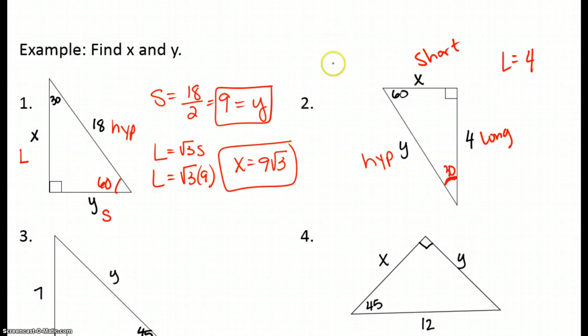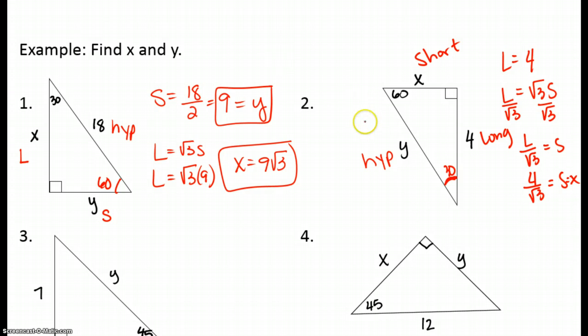Well, in my previous slide I said that L equals root 3 times S. So to go the other way, I need to divide both sides by root 3. And I would say L over root 3 is S. Well, I know what L is, so I have 4 over root 3 equals S. In this case is x, the short side. Remember to rationalize your denominator. Multiply top and bottom by root 3 gives me 4 root 3 over 3 as x.